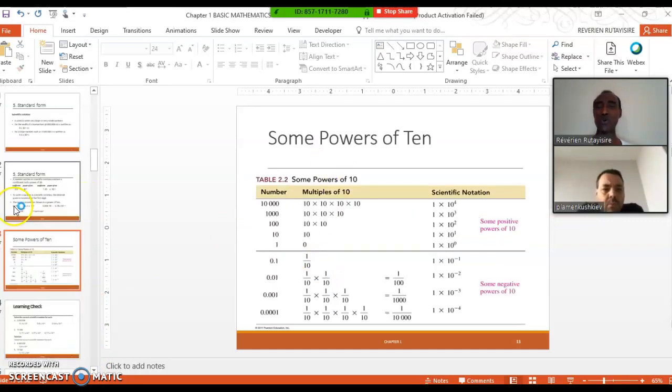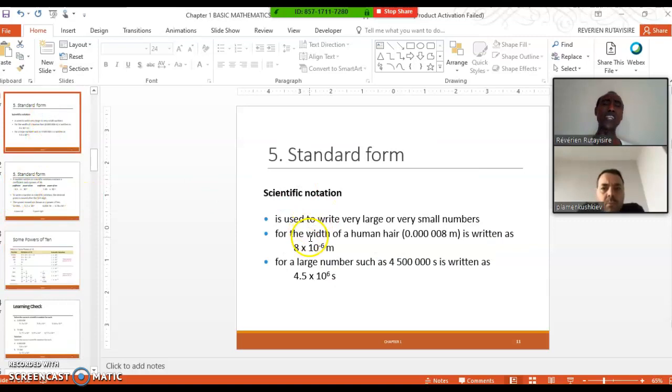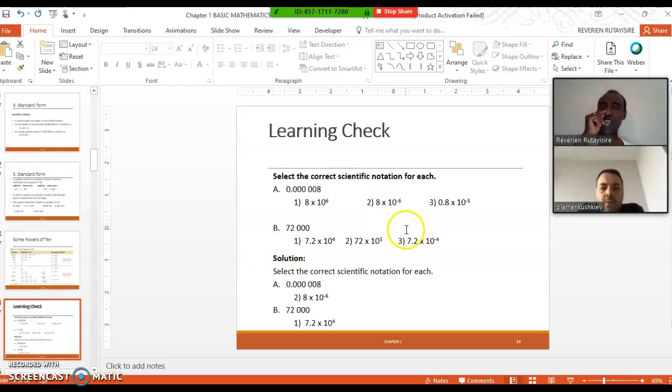And we have to show them how they can use the standard form and the scientific notation. And sometimes we have to end with the exercises.